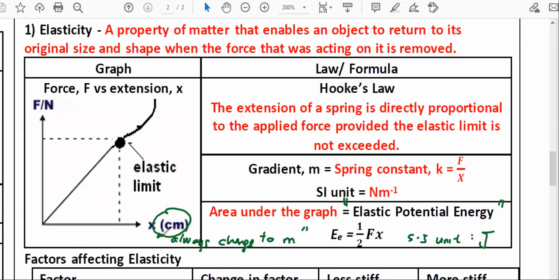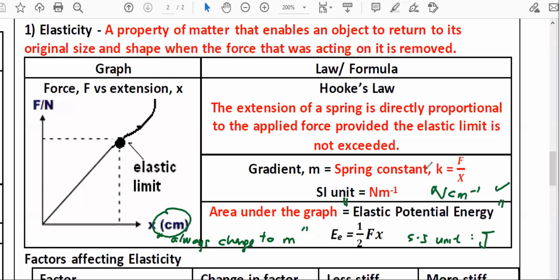Because Joule is equivalent to Newton meter also. Newton times meter, not Newton cm. So a lot of times students will not write the final unit as Newton cm, especially in structured questions. Normally they will request you to find the spring constant. So sometimes you may find the spring constant and write Newton per cm, based on the graph.